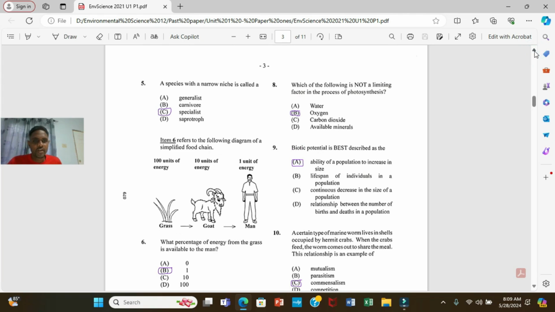Number 8, which of the following is not a limiting factor in the process of photosynthesis? The answer is B, oxygen. Number 9, biotic potential is best described as D. Answer is A, ability of a population to increase its size.